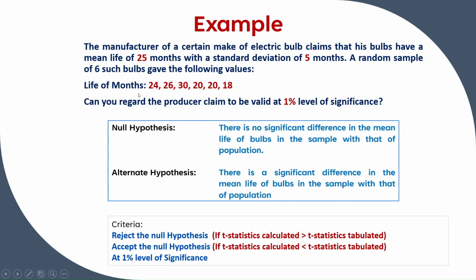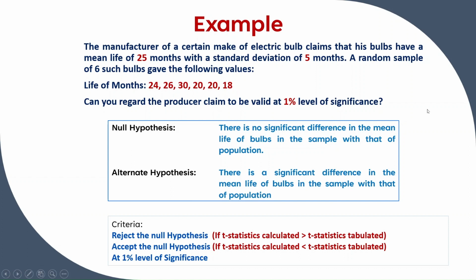We have a sample size where the number of observations is 6, and these are the hypothetical values of mean, that is 25 months, and the hypothetical value of standard deviation, that is 5 months. And these are the lives of the bulbs in months: 24 months, 26 months, 30 months, 20, 20 and 18 months.